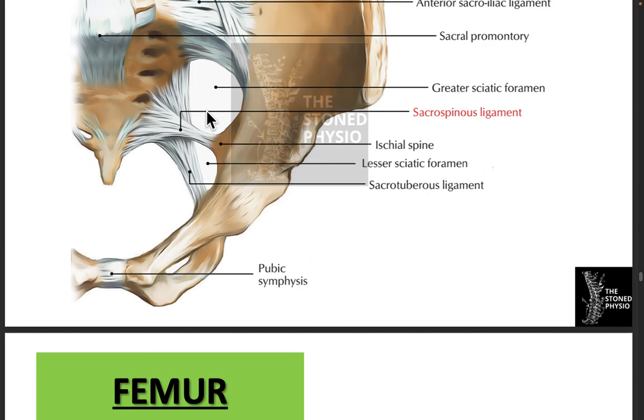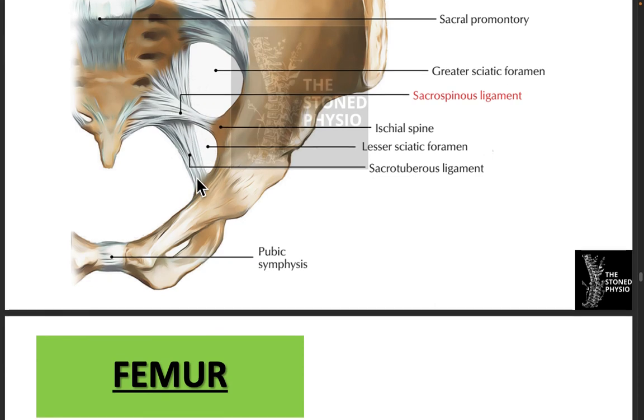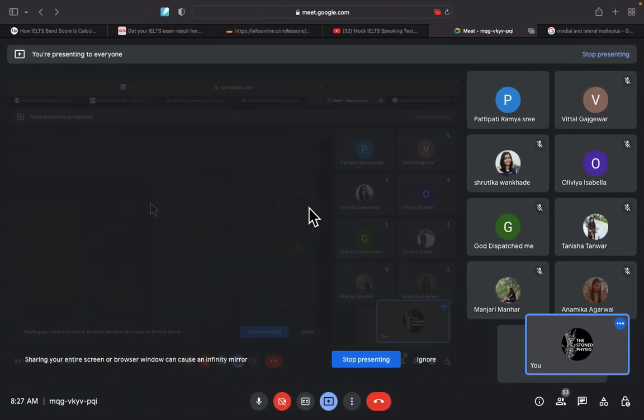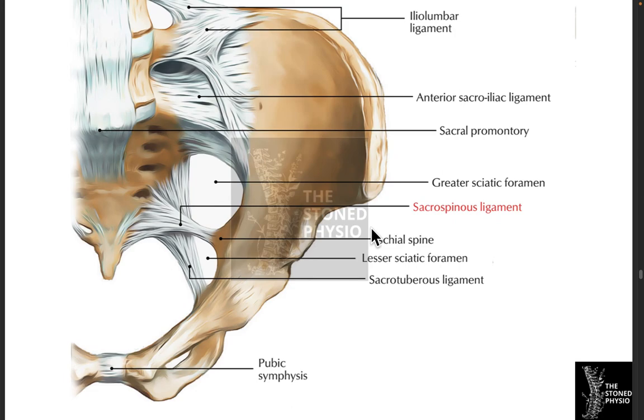ठीक है. But right now we are supposed to talk about these foramens, how they are being formed, and also the ligaments, how they are attached. ठीक है. We are clear till now? Yes, sir. Okay.